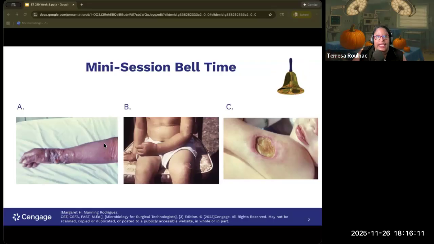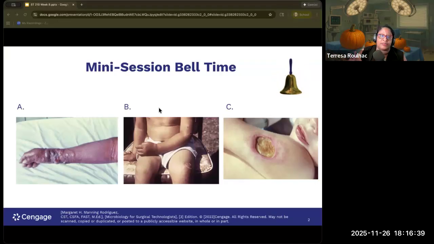Now, A is the right forearm. It has a cluster of boils that are caused by Bacillus anthracis. And what you see over here in C is what's called pyoderma gangrenosum ulceration. And this is of the left lateral upper arm that has a positive finding of Pseudomonas infection.